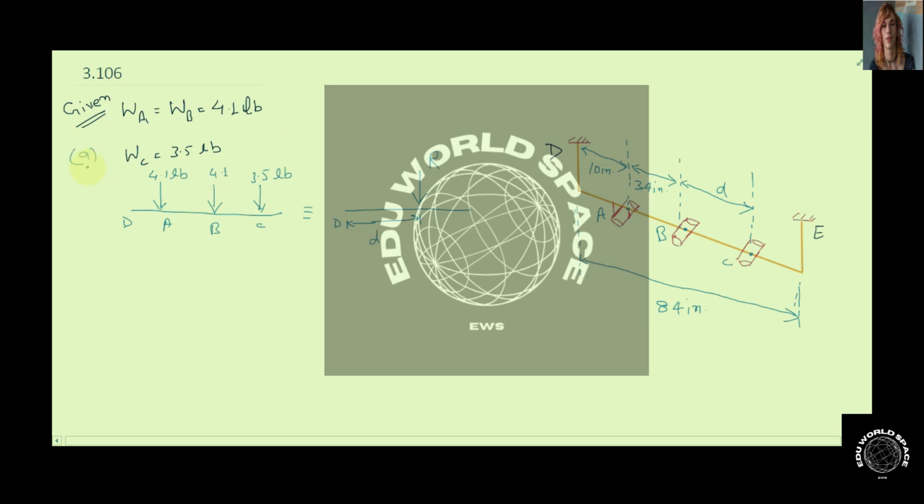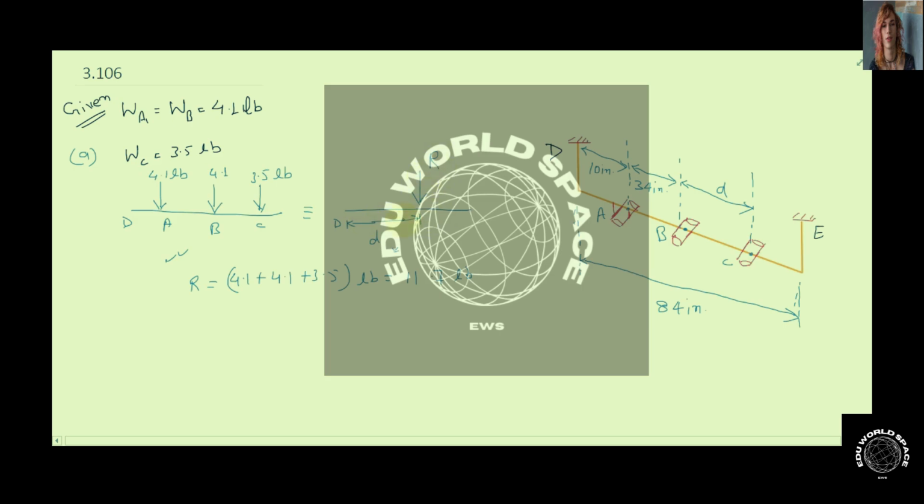So we are solving the first problem here, and we can equate the forces in these two systems. This was the real system and this is the equivalent system. By force balance in the vertical direction, R comes out to be 4.1 plus 4.1 plus 3.5 pound, which comes out to be 11.7 pound.